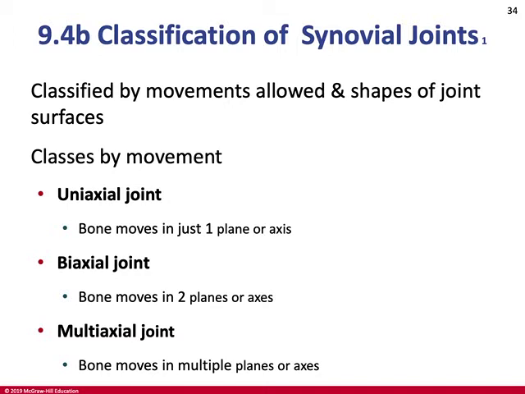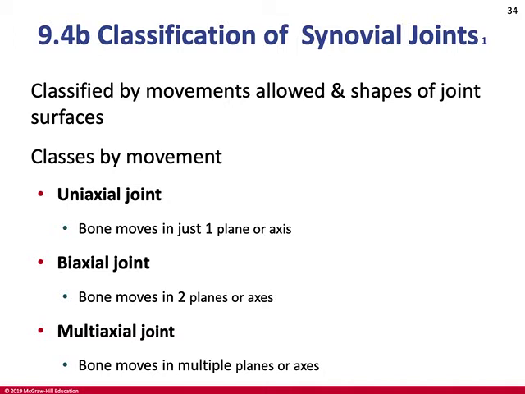Okay? Now within the synovial joint category there are subdivisions, right? And these are grouped by the number of planes through which the joint can move. A uniaxial joint moves in one plane, a biaxial in two, and a multiaxial in multiple planes. Okay? An example of a uniaxial joint would be your elbow, right? Only moves in one plane.